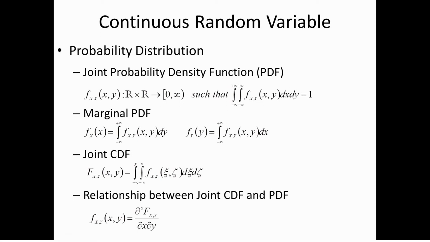Well, the joint CDF is really nothing more than the probability that capital X is less than or equal to small x, capital Y is less than or equal to small y. And of course, whenever we want the probability that we're in a certain area, we just integrate over that area. That gives us a CDF. And the joint CDF and PDF have that same sort of derivative relationship like we saw before, except now since we have two variables, we have to take a partial derivative with respect to x and y. Okay?